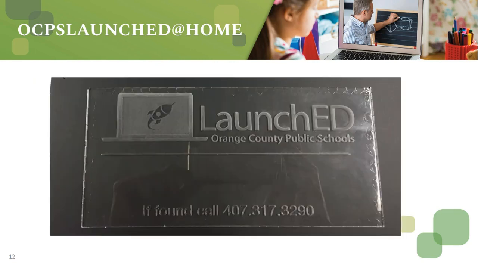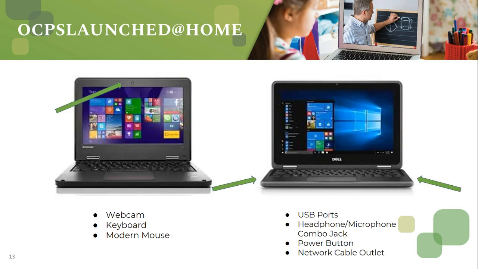First, your child's device is designed to stand up to continuous, respectful use. The device is ruggedized and etched for security. Each device has the program and district name laser etched into it with a number that anyone can call if the laptop is found unattended. Second, your child's device has a web camera built in. You do not need to buy one. It also has a built-in mouse, but you can add another mouse if you would like.